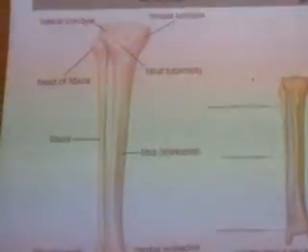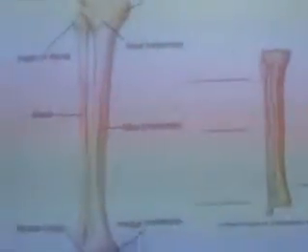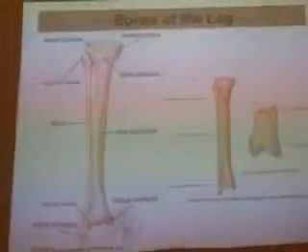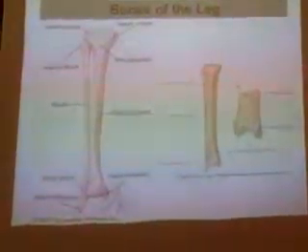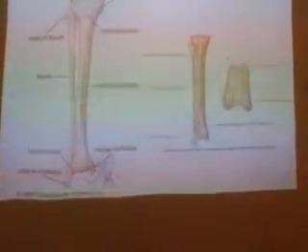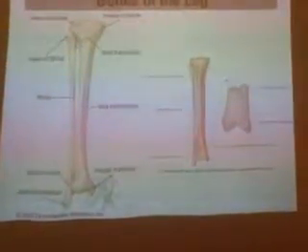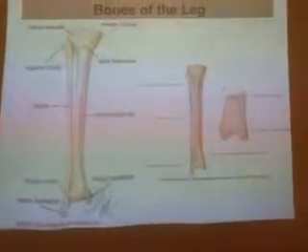Tibial tuberosity. Why is it important? What is attached here? This is the front, so something of the front should be attached here. Which muscle? It's not a very small muscle. Which one is the most important? The quadriceps femoris.